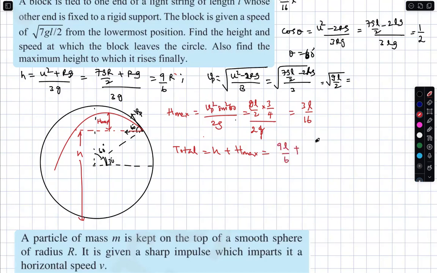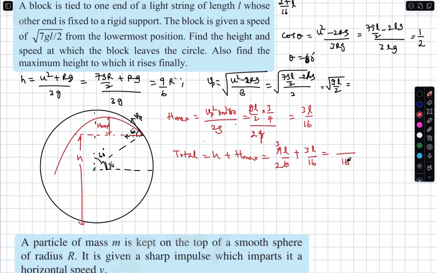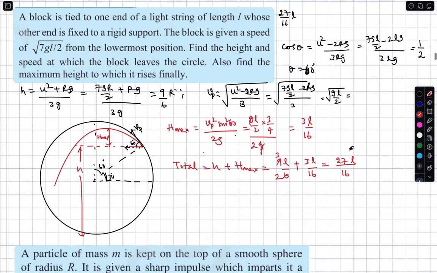9L/6 plus 3L/16. The LCM is 48. So 24 plus 3 is 27, which gives 27L/16. Now is the answer here and the answer there the same? Where is the answer? 9L/6, root gL/2, 30, 60. Nowhere are you touching 27L/16.